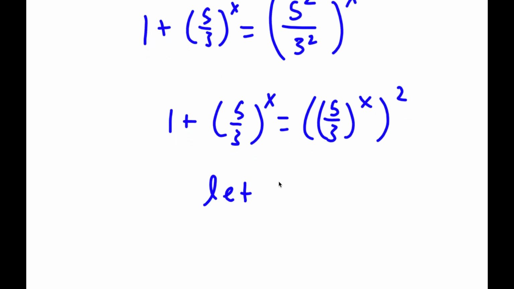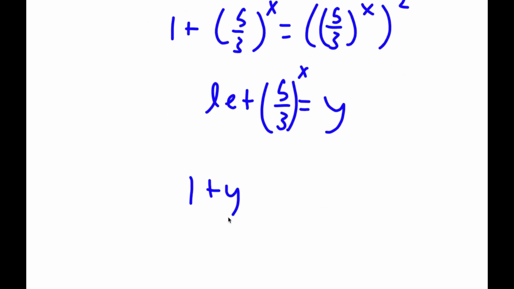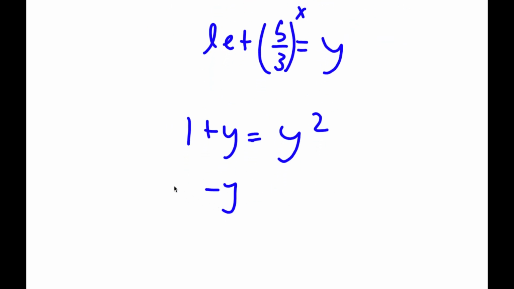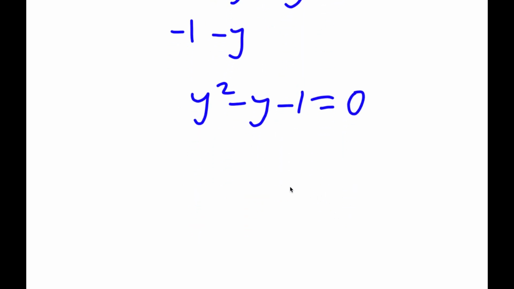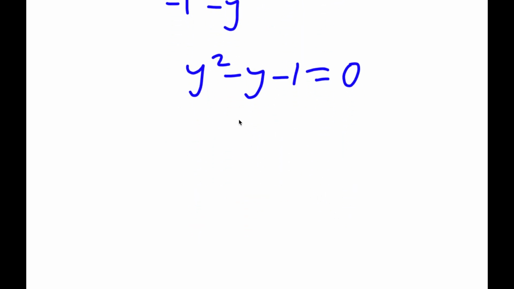Now I'm going to let 5 over 3 to the power of x equal to the variable y. So now I have 1 plus y is equal to y squared. Now I'm going to subtract y and 1 on both sides, so now I have y squared minus y minus 1 is equal to 0. Now I'm going to go ahead and factor this.